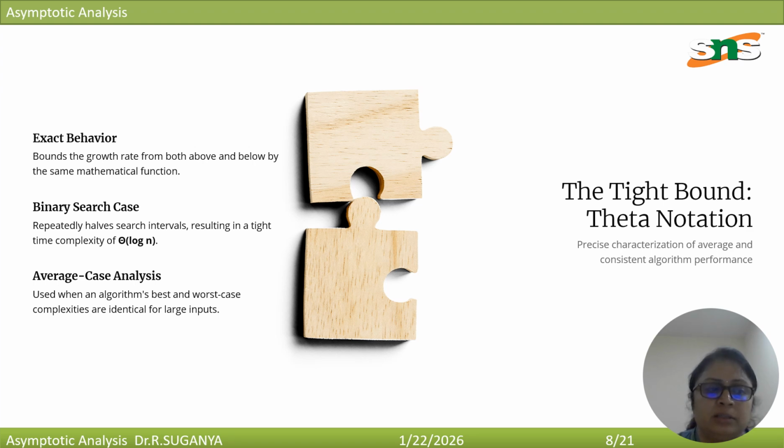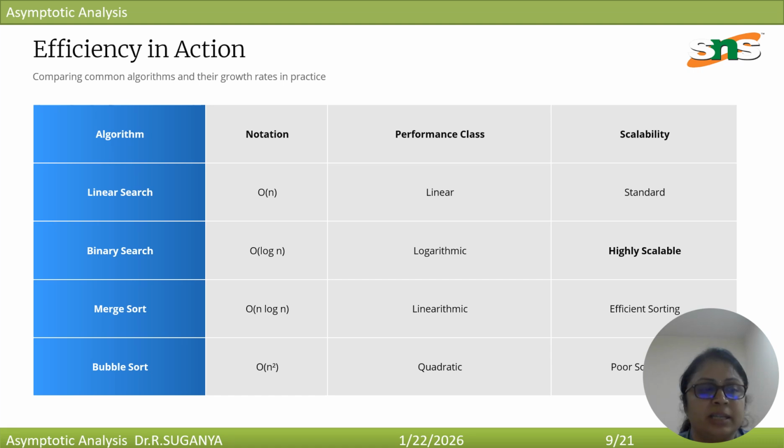This bounds the algorithm's rate from both above and below using the same mathematical notation, covering binary search cases and average case analysis. So it is the tight bound, theta notation. Next is efficiency in action: linear search, binary search, merge sort, and bubble sort. The main thing is how the notation is used, what the performance class is, and what the scalability is. The highly scalable one that we use here is binary search.